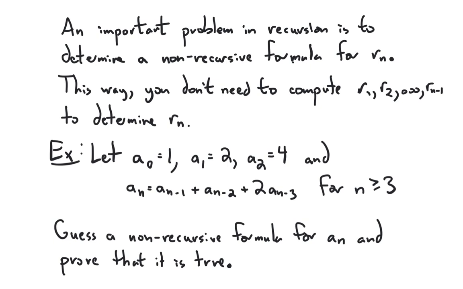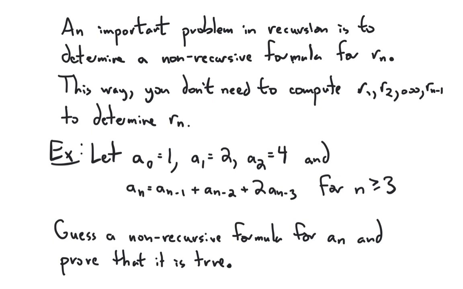So a common thing to do is to look for some non-recursive formula for terms in a sequence. So something that doesn't involve previous terms. Just something where you can plug in n, and it gives you the term in the sequence. And of course, that will allow us to avoid a lot of calculation of lower terms in order to get the term that we're interested in. So we'll do a little example to show what I mean here.